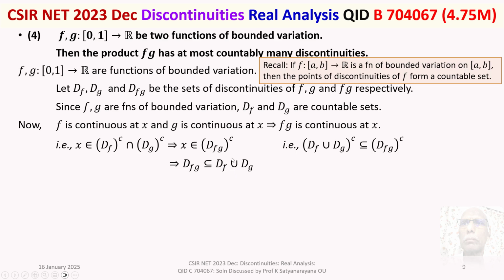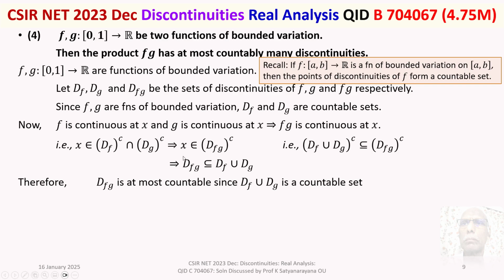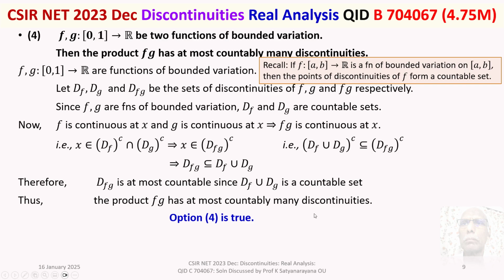I have already told you Df union Dg is also countable since Df and Dg are countable sets. So, Dfg is a subset of a countable set. When Dfg is a subset of a countable set, then Dfg is either finite or countably infinite. This implies Dfg is at most countable. Therefore, the product fg has at most countably many discontinuities. Thus, option 4 is also true.